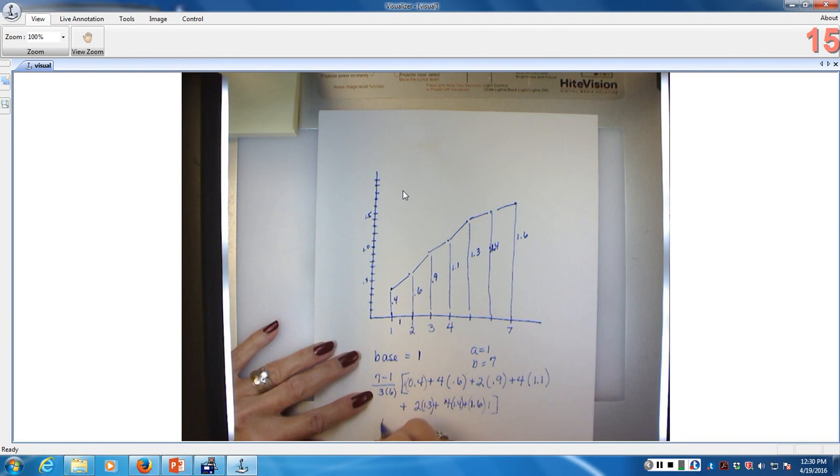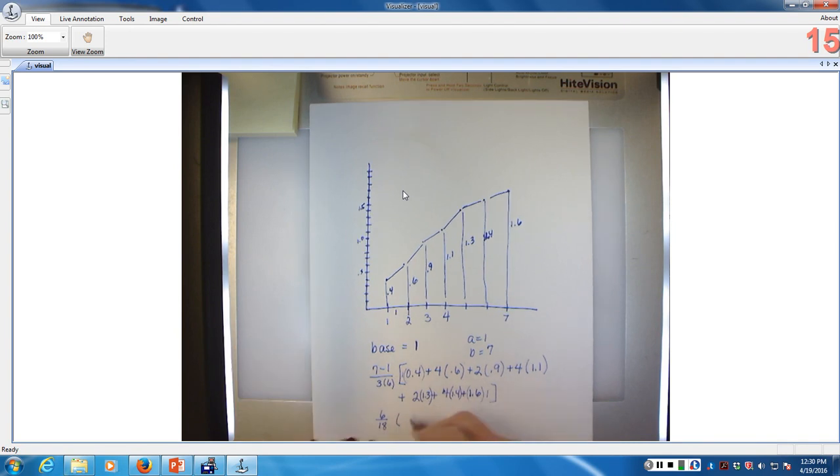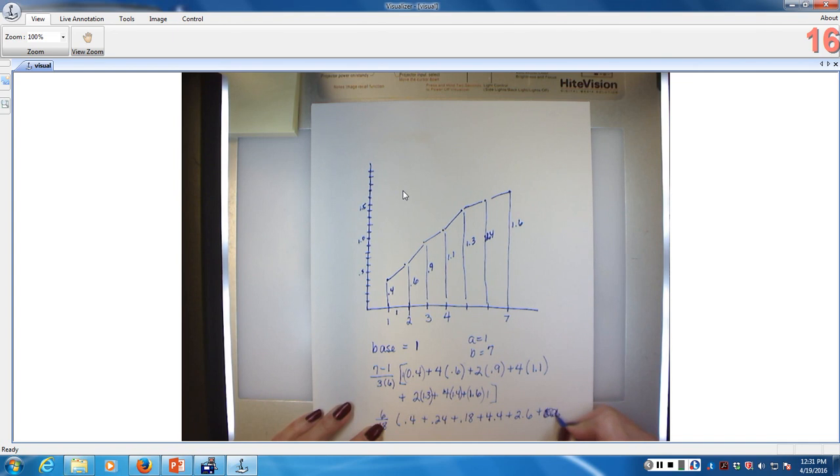So 7 minus 1 is 6, over 3 times 6 is 18, times 0.4 plus 2.4 plus 1.8 plus 4.4 plus 2.6 plus 5.6 plus 1.6. And at that point, we're going to need the calculator.